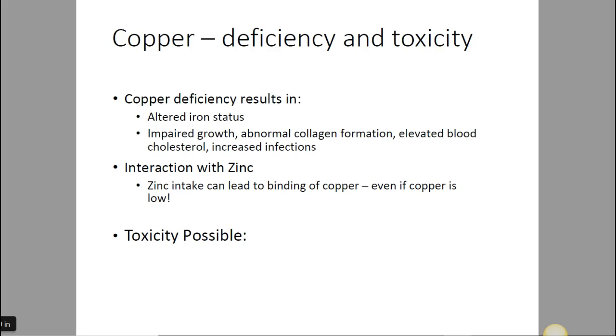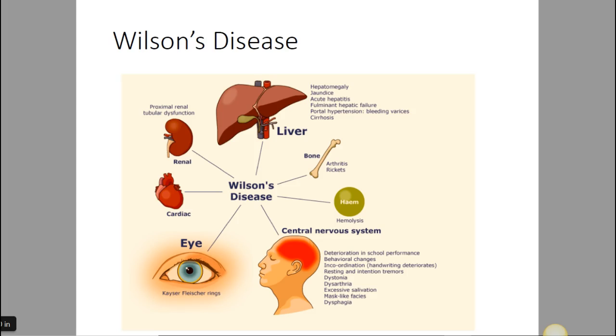Keep in mind also that there's an interaction between copper and zinc. Zinc intake can lead to the binding of copper even when copper intake is low, which would typically enhance absorption. So remember that competing element going on there. Excessive amounts of zinc could lead to decreased or even deficient levels of copper. Now, toxicity is also possible, and while it is still not very common, toxicity can occur.